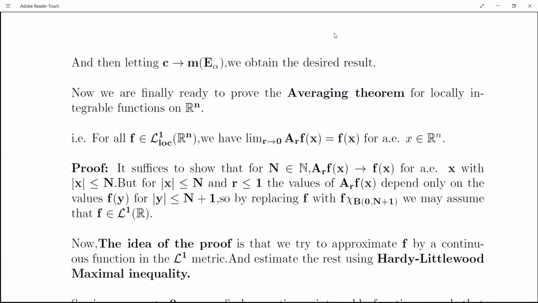So now we are finally ready to prove the averaging problem, or averaging theorem, for locally integrable functions. So you take any locally integrable function f on Rn. Look at the average value of f on the ball of radius r. Take r tends to 0, and that will be equal to f of x for almost every x.